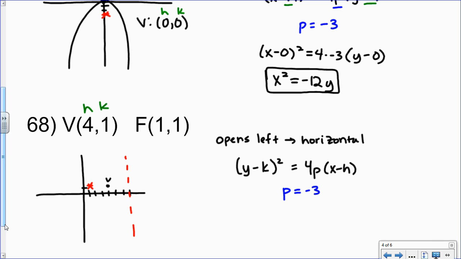Okay. So y minus 1 squared, the y coordinate goes with y, the x coordinate goes with x, equals 4p. So p is -3, so 4p is -12. And x minus 4.